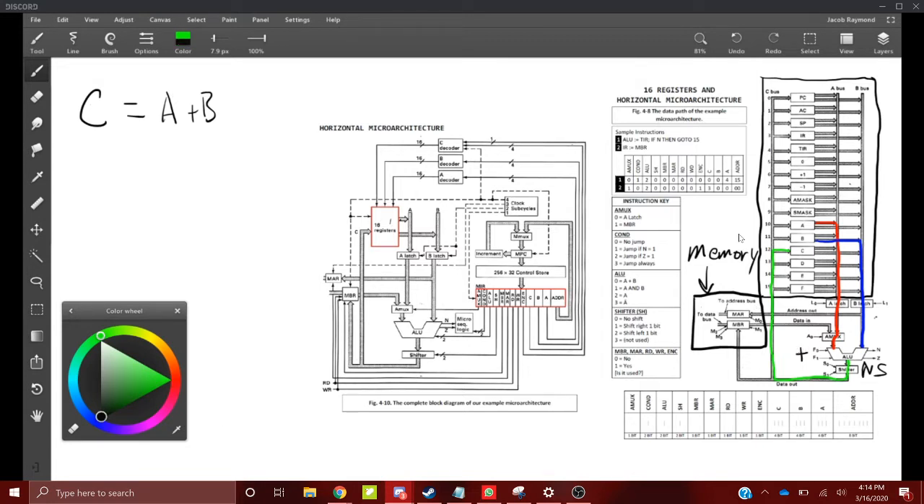So now all that you need to do is just go down here and answer a couple of questions about how this is all set up. So the first one, the AMUX. Here, just want to look, which direction is the data coming from? And here it's pretty clear, based off of what we wanted to do, that it's coming from the A latch. So that means, here we can look up the instruction key, AMUX, A latch is 0. So AMUX is going to be 0.